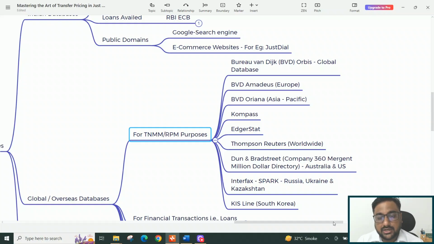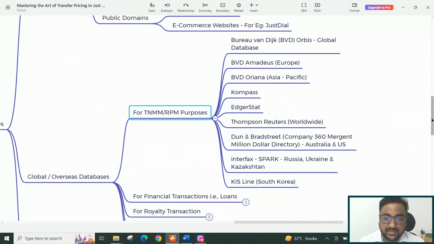Then Dun and Bradstreet has a database called Company 360 Mergent $1 million directory. That is for Australian and US entities. So if you are benchmarking a transaction from the US perspective, or where the tested party is in the US or Australia, you can use that database as well. Then there is Interfax Spark, which is a specialized database for Russia, Ukraine and Kazakhstan. That database covers the financial data of this region only. And then there is KIS Line, that is for South Korea. So these are the types of databases which are available.